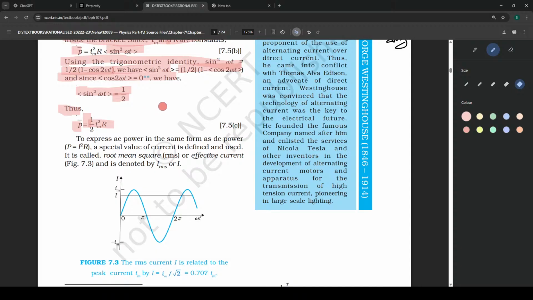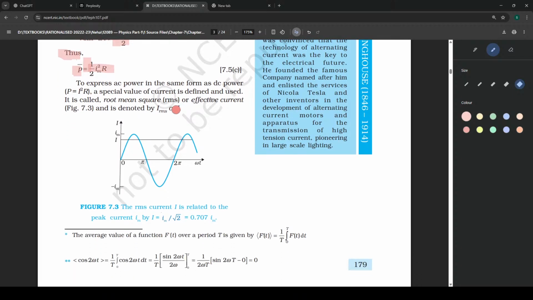Okay, they gave the average power equation, which we got as half Im square R. To express AC power in the same form as DC power, P equals I square R, a special value of current is defined and used. It's called root mean square, or effective current, and is denoted by IRMS or I.